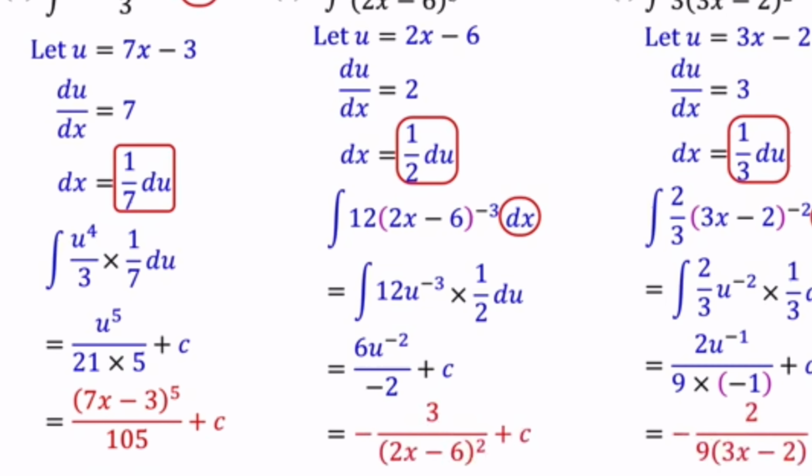All right, for the last one, actually you will get the answer negative 2 over 9 times 3x minus 2 to the power of negative 1, right? Okay, so that is how you solve using integration by substitution. Now let's proceed to another exercise.